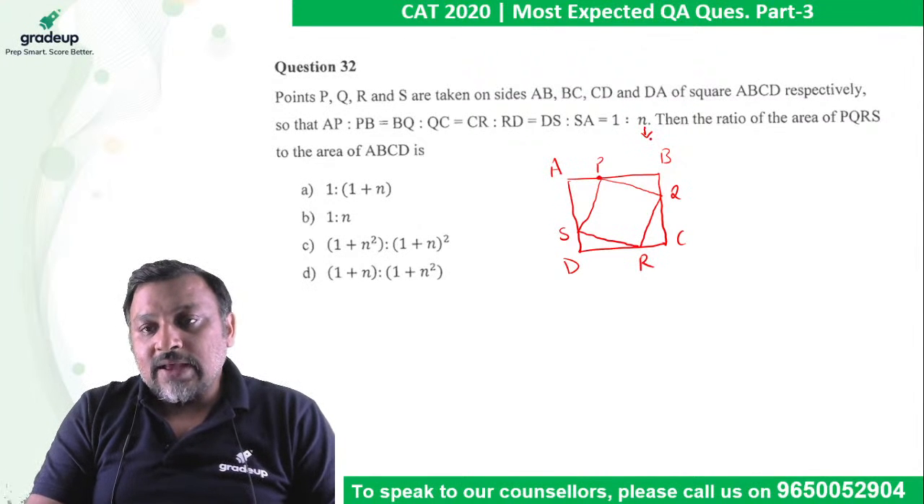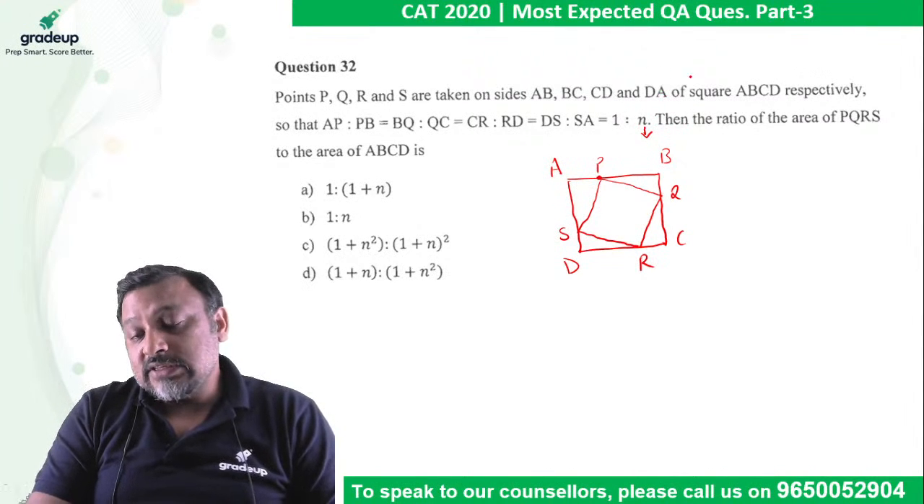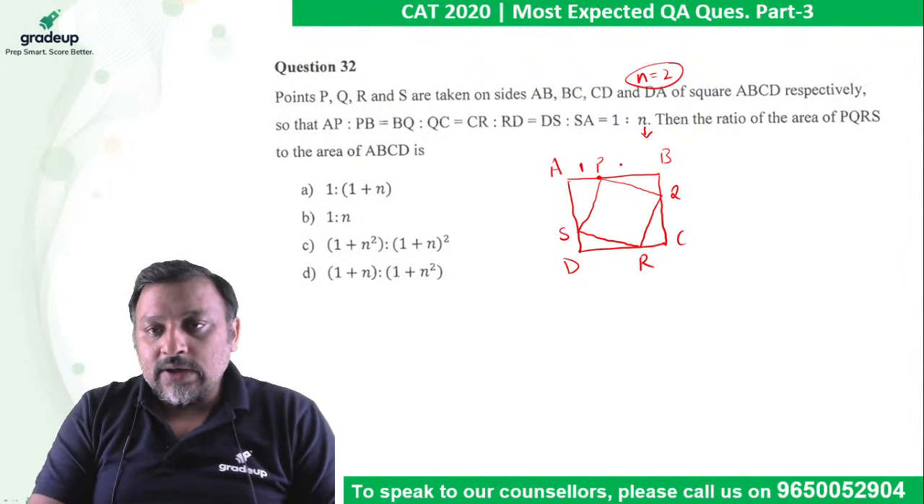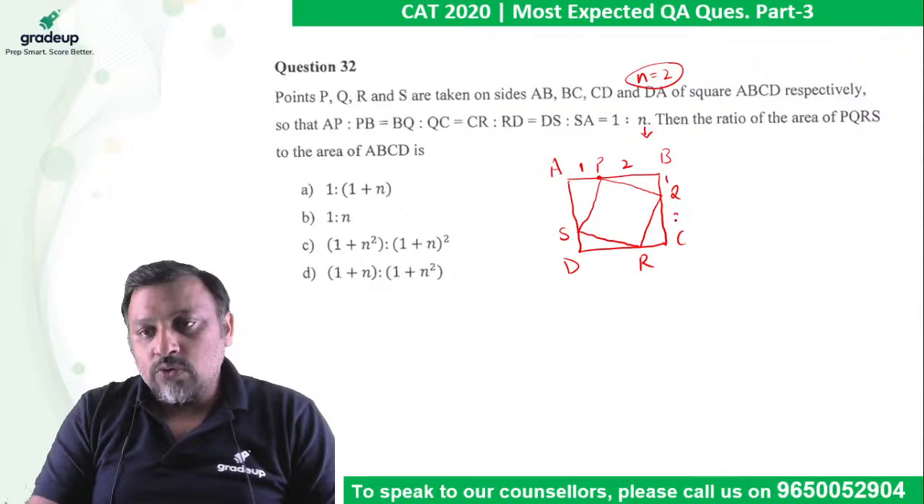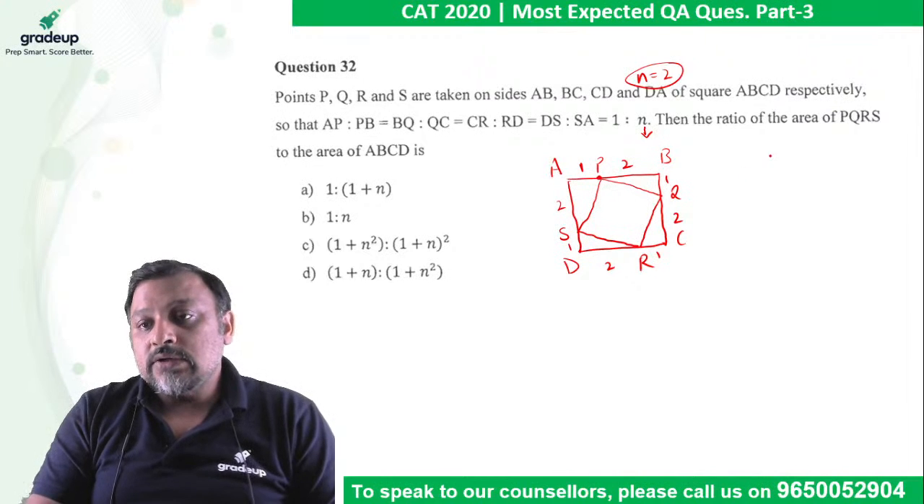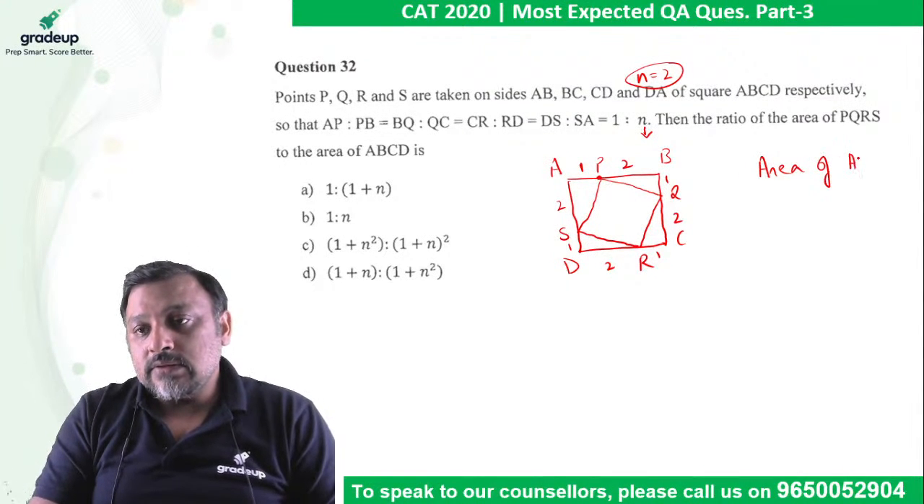Just to simplify things, we should take an easy value for n. So let us say n is 2. That means this is 1 and this is 2. 1, 2, 1, 2, 1 and 2. So that means the side of the original square is 3. So area of square ABCD is 3 square, that is 9.